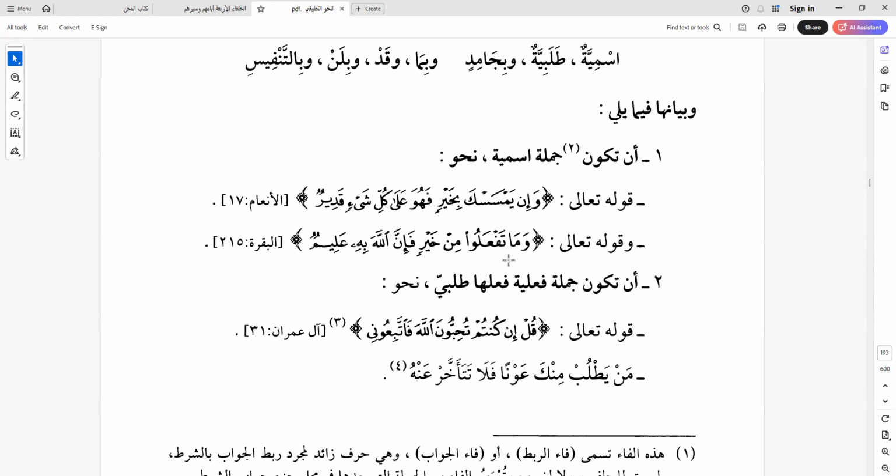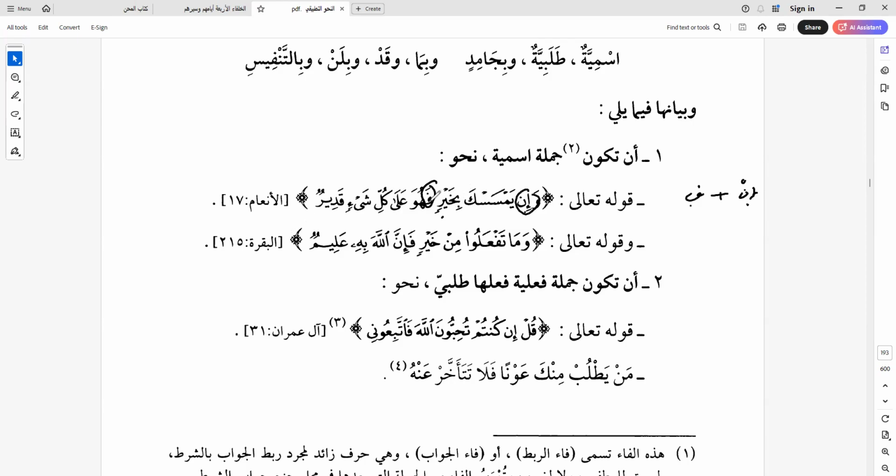قوله تعالى, قول الله, وإن يمسسك بخير فهو. You see the fa, وإن. So this is أداة الشرط. In plus what? Fa, because of the in, right? This is the adatu shart. Wa in yamsaska bi khairin fa. So you cannot say wa in yamsaska bi khairin huwa ala kulli shay'in qadir.